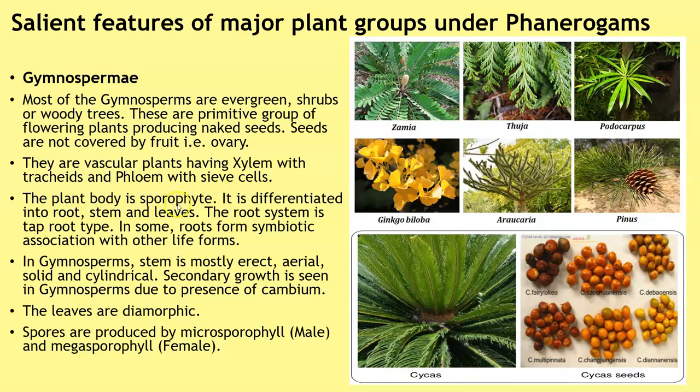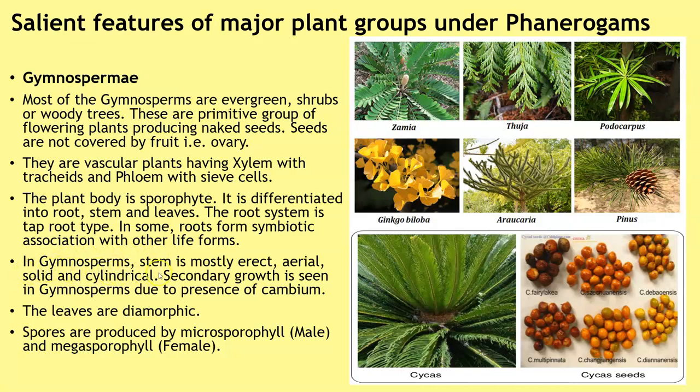The plant body is sporophyte. It is differentiated into root, stem and leaves. So the adult plant body, you can identify the different parts in it, that is the root, stem and leaves. The root system is taproot type. In some, the roots form symbiotic association with other life forms.